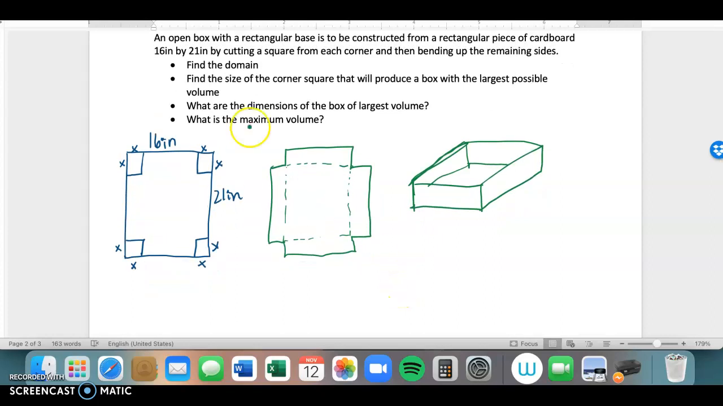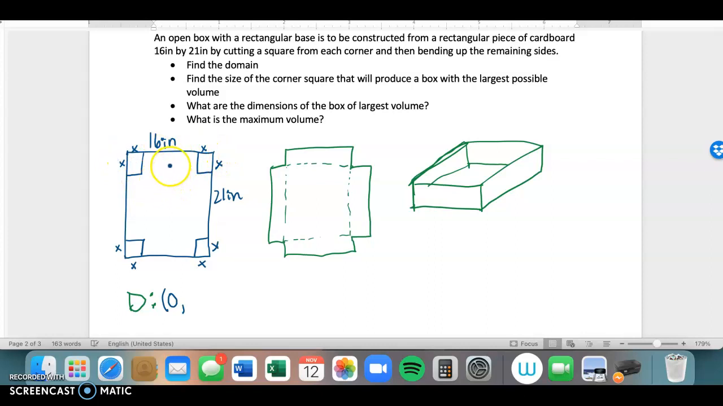First of all, they want us to find the domain. So basically, what could X be for the domain? That's always our domain. What are the values of X? Well, we could cut out nothing, but if we cut out nothing, then we can't make a box, right? So we have to say parentheses 0, because we can't truly include the 0, because we wouldn't have a box. And what could we cut up to? What's the biggest X could be?